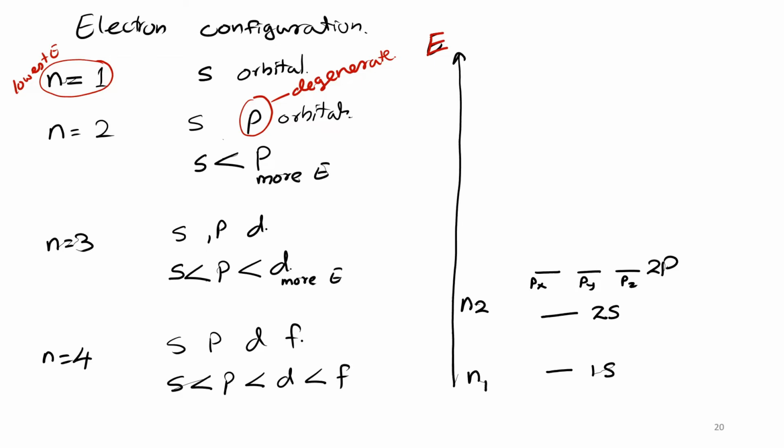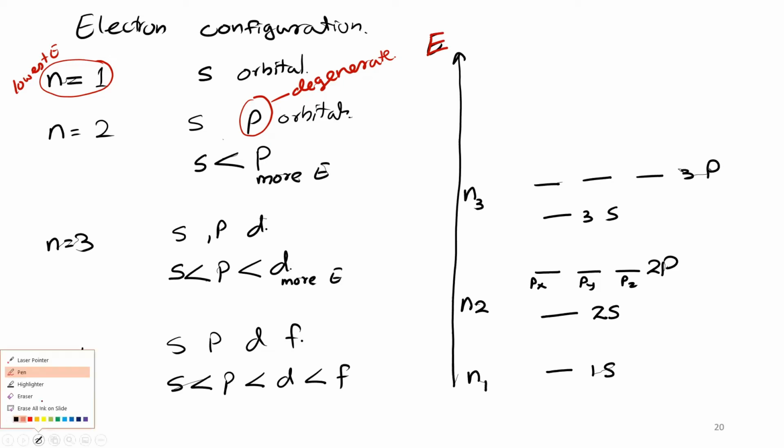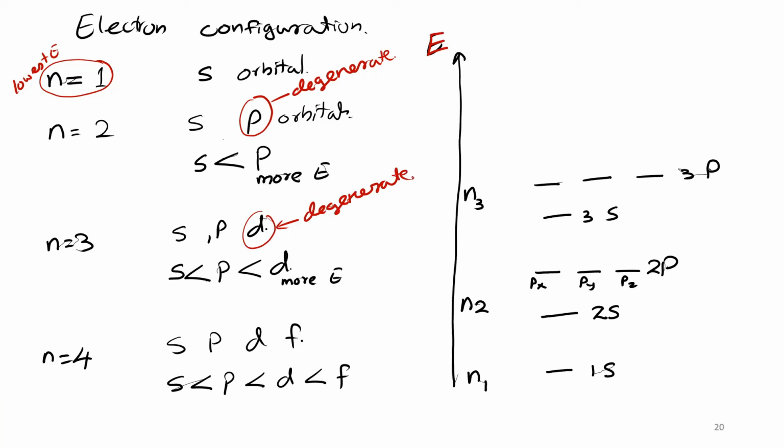And then going into energy level 3. Now I have s, p, and d. I can put my s, and since it is 3, I can label it as 3s, and then I have the 3p, and then I have the 3d. Again, this d is also degenerate. That means all of my d orbitals I can put at a similar level. Things can get a little bit weird from this point onward.